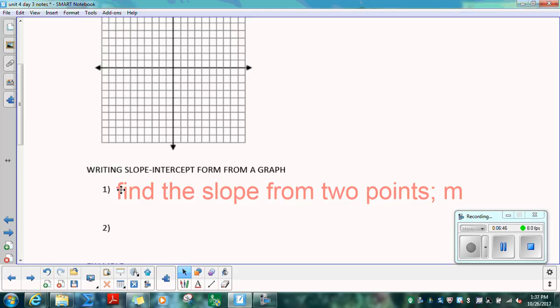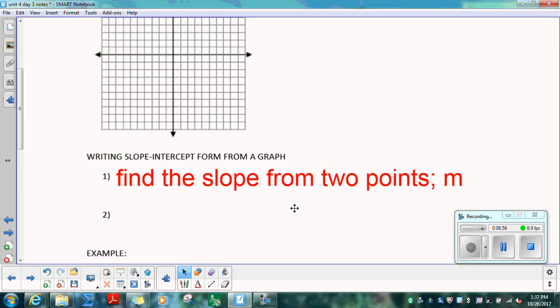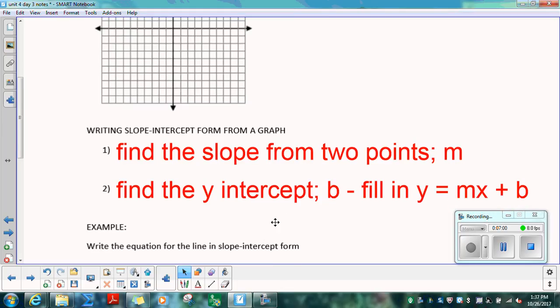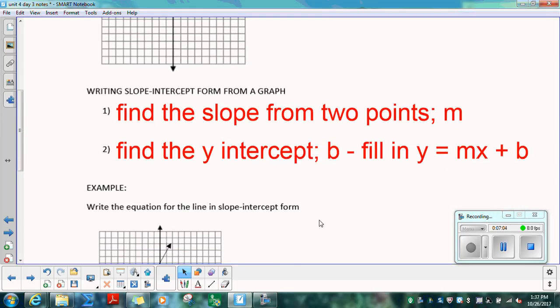Okay? So the very first thing is we're going to find the slope from 2 points. You can pick any 2 points from the graph. It does not matter. And then you find the slope from them. Make sure your slope is reduced. Then we find the y-intercept, which is our b, and we just go ahead and fill in y = mx + b. So here's an example.